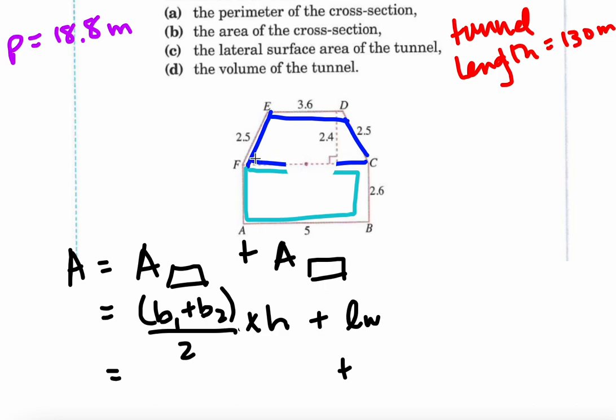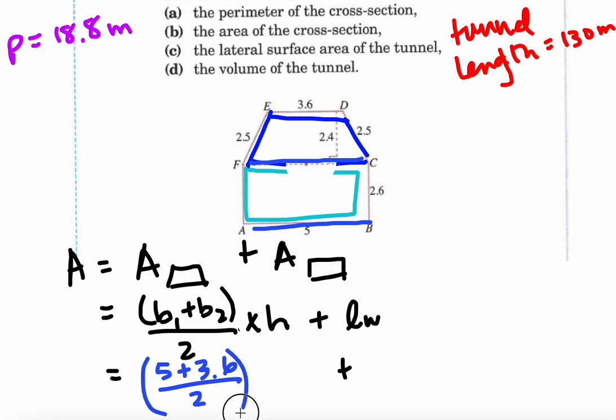Since they didn't show me the base here, it would be 5 because this length should be the same as this length. So base 1 is 5 plus base 2, which is 3.6, divide by 2. After that, you're going to take that answer and multiply by the height of the trapezoid. Height of the trapezoid, remember height is straight up and down, is 2.4.